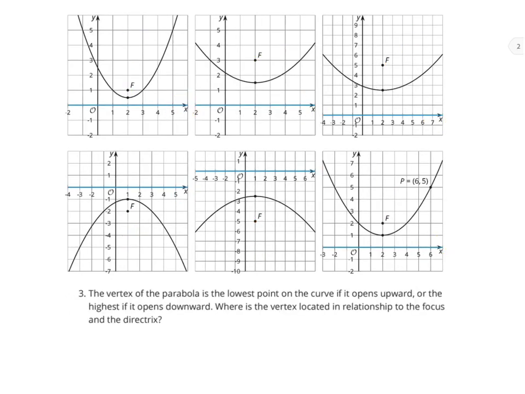So same 6 pictures, but this time we have a different question. This question is saying the vertex of the parabola is the lowest point on the curve when it opens upward, or it's the highest point on the curve when it opens downward. So you're looking at this here, one's going downward. This would be the vertex. But up here, this is the vertex.